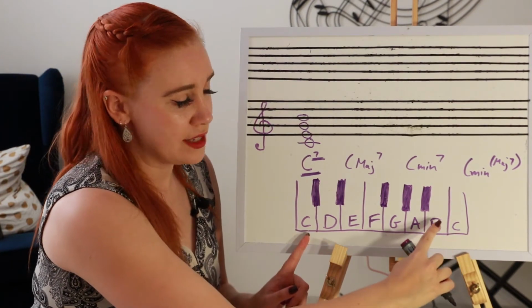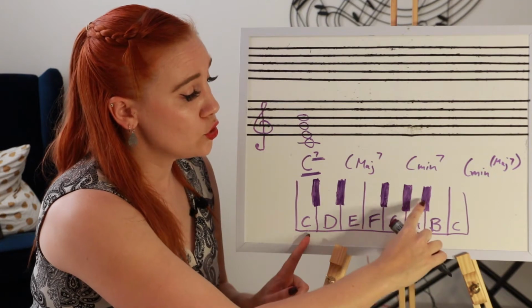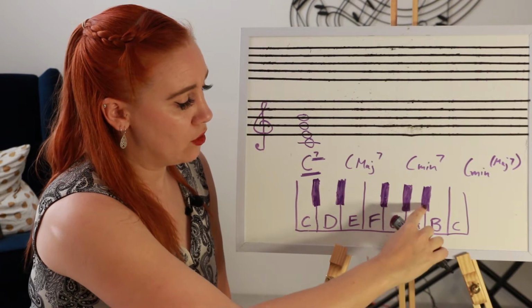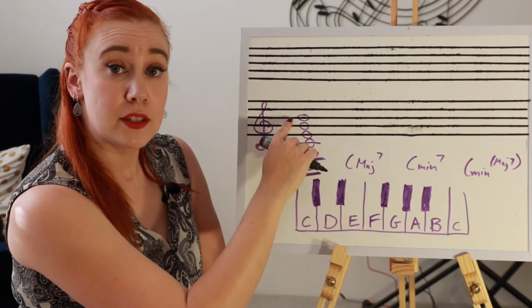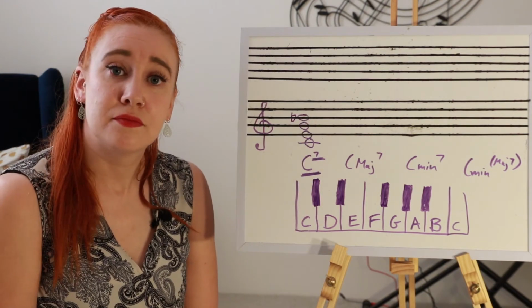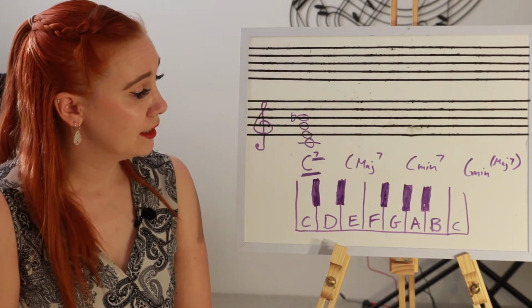That means 1 down is going to be a major seventh, 2 down is going to be a minor seventh. So I want this to be a B flat or an A sharp. There's a B written here, so I know it needs to be a B flat. And there is our C7 chord.